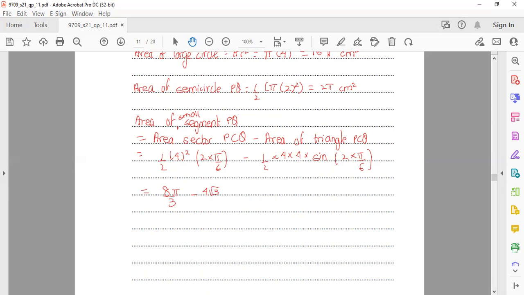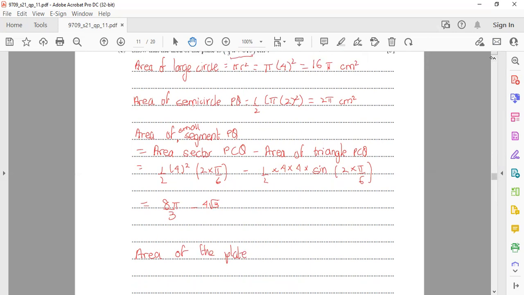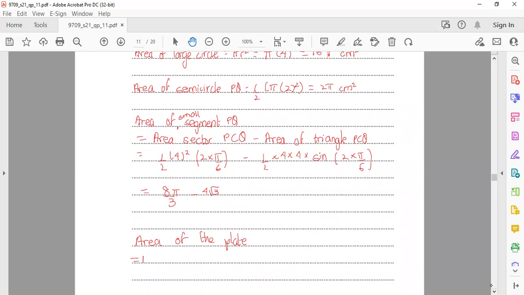So therefore, the area of the plate will be the area of the large circle, 16 pi, minus 2 times the area of one semicircle, since we have two semicircles, minus 2 times pi, minus 2 times the area of the small segment. So minus 2 times 8 pi by 3 minus 4 root 3.